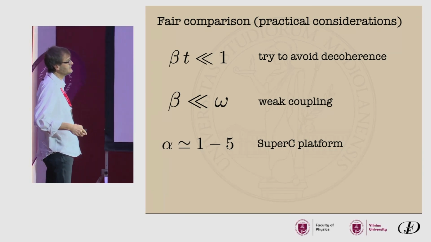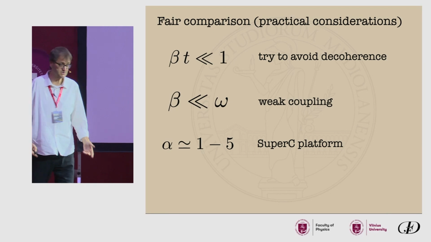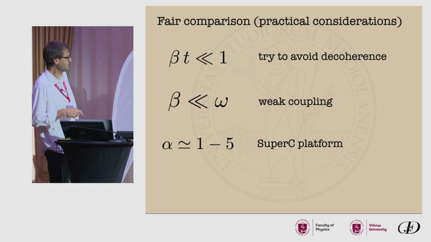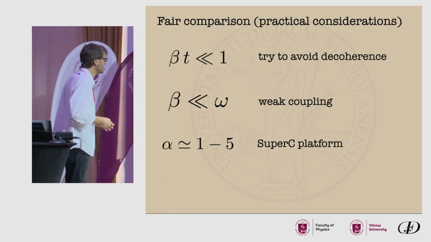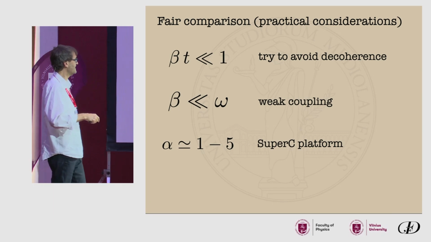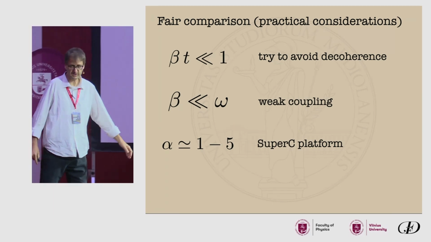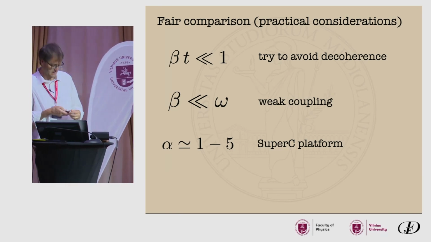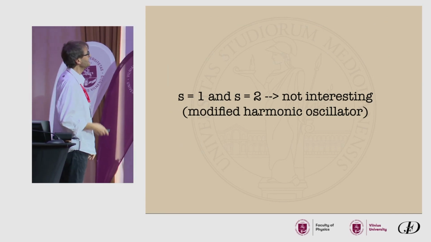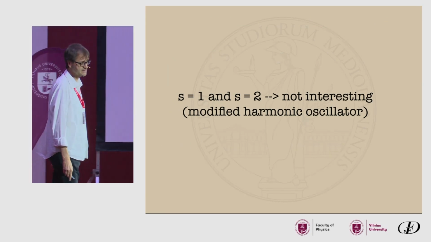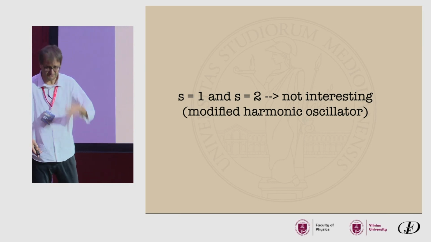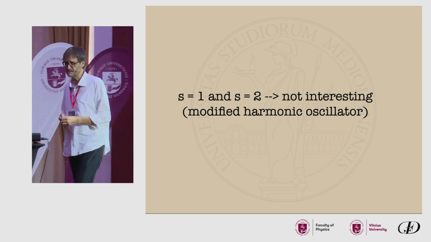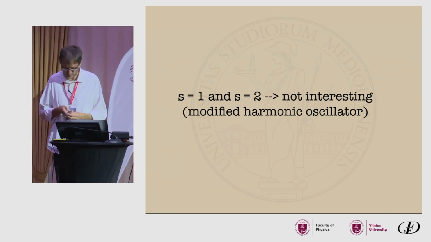Then with coupling, I mean, in superconducting platforms, you have nonlinearities, but yet they are not so big. So it's reasonable to stay with this coupling. And then as an initial platform, we stay with this because we took this from the usual numbers they have in superconducting platforms. And so S equal to 1 and 2, they are not interesting, because basically you are shifting, you are displacing a harmonic oscillator, or you are back to squeezing. So I'm not presenting a result for S equal to 1 and 2.